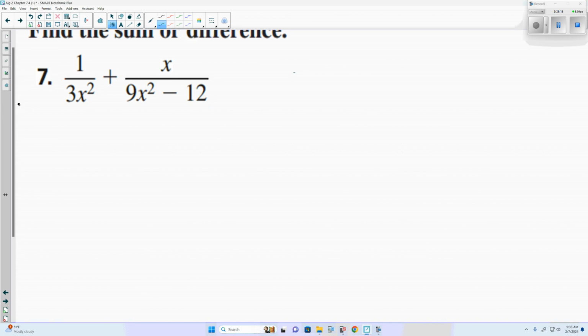Questions on these here? Do we feel better about these? Yes? Because the big thing with sum and difference: factor the denominators, get them to be the same, and then reduce. We do have time for at least one or two more.